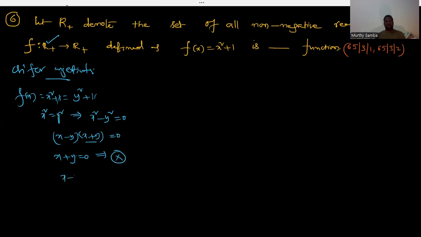Therefore, what is the second case? x minus y is 0. Therefore, the value of x is equal to y. f of x is equal to f of y, therefore x equal to y. Therefore, it is a one-to-one function, or injection.